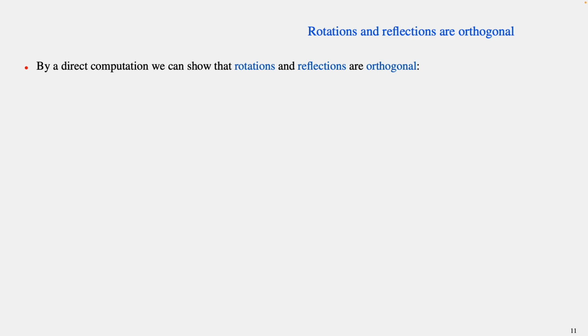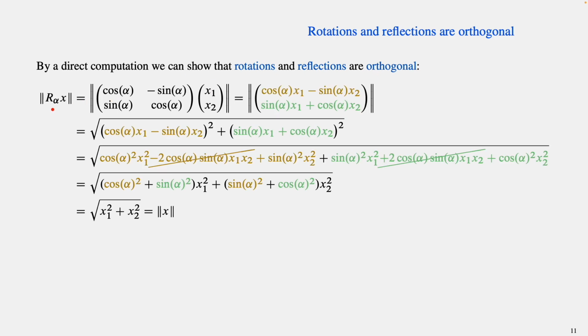Now, we can see that both rotations and reflections are orthogonal transformations, and we can do this by a direct computation. So we have a rotation r by the angle alpha and apply this to some vector x, and then we look at the norm of the resulting vector. So r alpha times x, if we write it out in coordinates, is this. Here we have the rotation matrix times the vector x. If we multiply this out, now note the colors, we get cosine alpha times x1 minus sine alpha x2 in the first coordinate. In the second coordinate we get sine alpha x1 plus cosine alpha x2. And now we just apply the formula for the norm of this resulting vector, which is first coordinate squared plus second coordinate squared, and we take the square root of it.